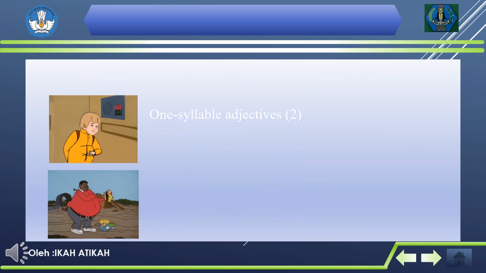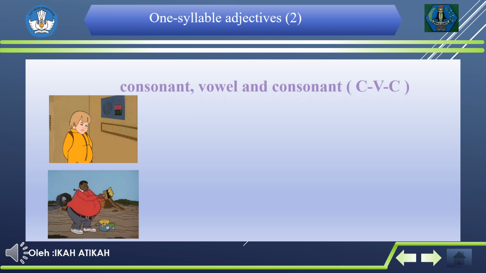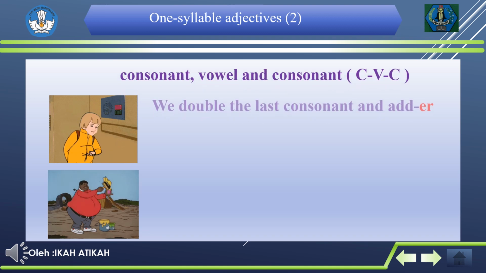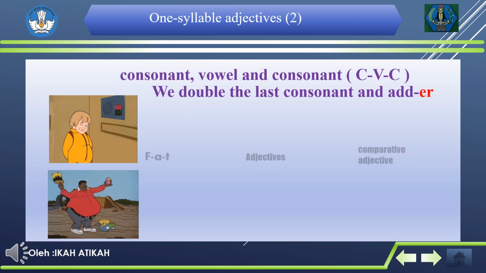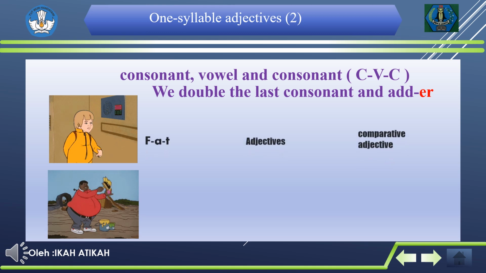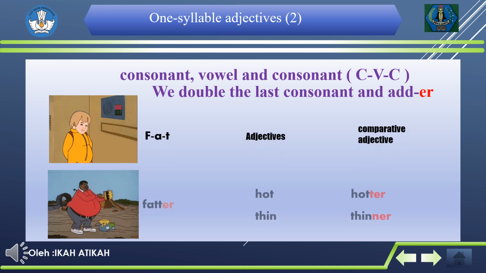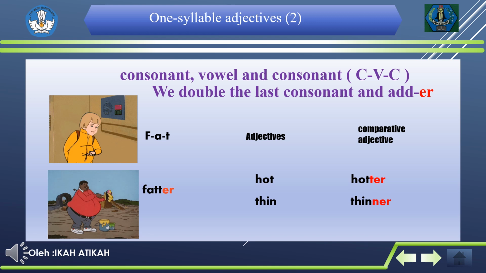For one-syllable adjectives ending in a consonant, vowel, and consonant, we double the last consonant and add er. Big becomes bigger. Fat becomes fatter. Hot becomes hotter. Thin becomes thinner.